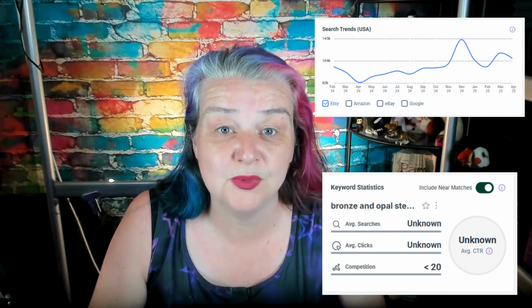On the other end, we have long-tail keywords, something like bronze and opal steampunk engagement ring. When someone searches for a term like this, they know exactly what they're looking for. Not many people will search for this, but when they do, the results they see will be really relevant for them, and they're way more likely to buy.